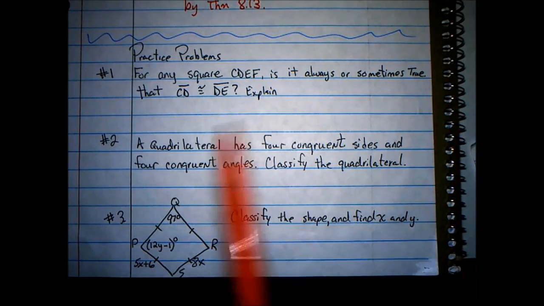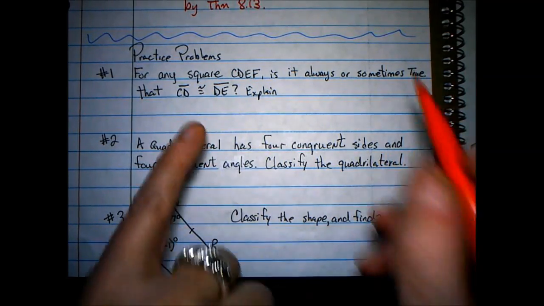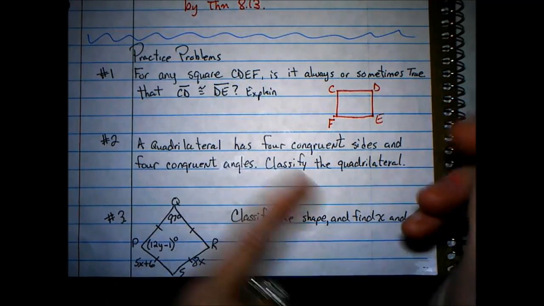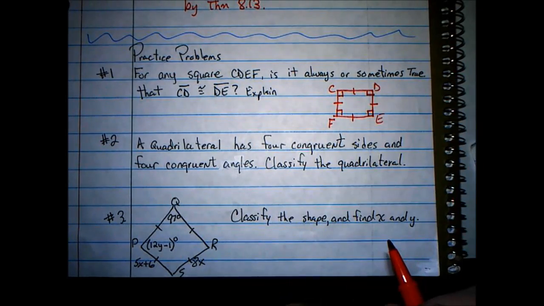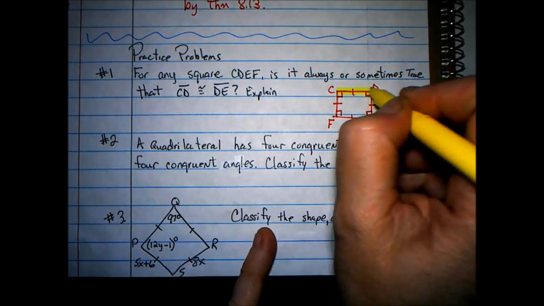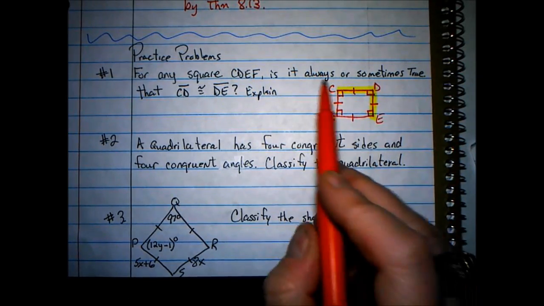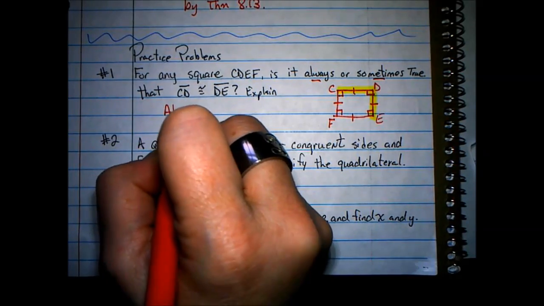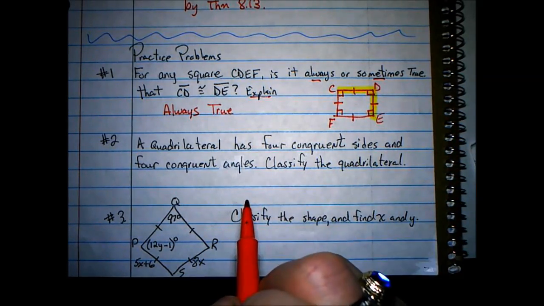Okay, on number 1 it says for any square CDEF, is it always or sometimes true that CD is congruent to DE? So I have a square, and I have to think about a square. I know all sides are congruent and all angles are congruent, right angles. I know that information. And realize I have to wrap around my shape. It says for any square, it doesn't matter what size square I do. Is that always or sometimes true? Well, since this is a square, that must be always true, and my explanation is that this is a characteristic of a square, but it's also a rhombus.